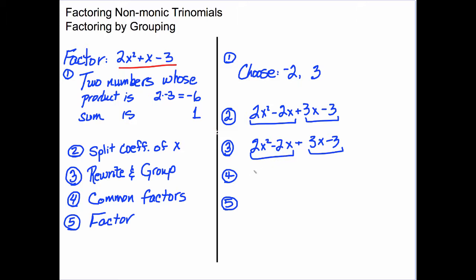Now we're going to find the common factors in each group. In the first group, the common factor is 2x. And in the second group, the common factor is 3. And then we can factor out the x minus 1 and get our result of x minus 1 times 2x plus 3, which equals 2x squared plus x minus 3.